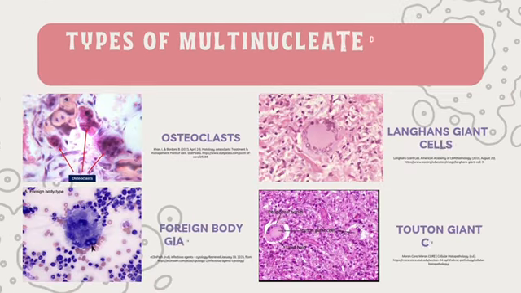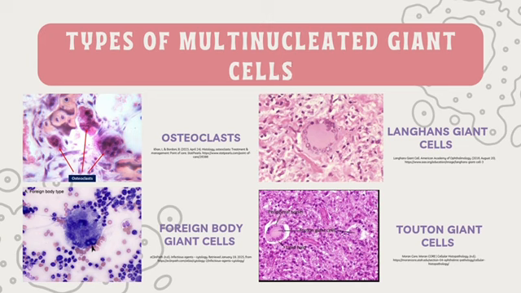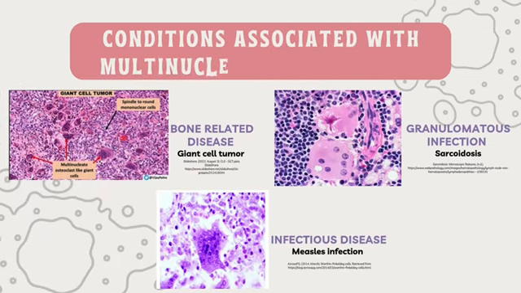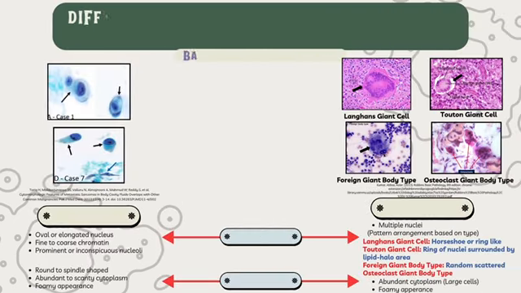Based on their morphology and functional characteristics, there are generally four types of multinucleated giant cells, including osteoclast, foreign body giant cells, Langerhans giant cells, and Touton giant cells. Conditions associated with multinucleated giant cells include bone-related diseases like giant cell tumor. Second is granulomatous infections like sarcoidosis. Lastly is infectious diseases like measles.